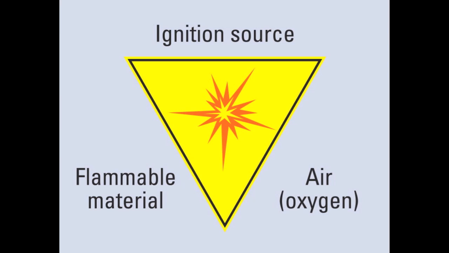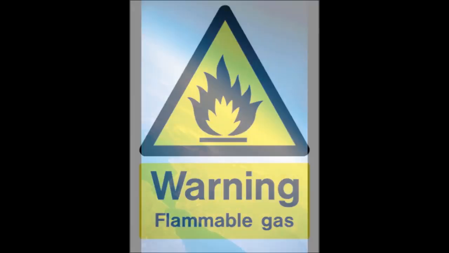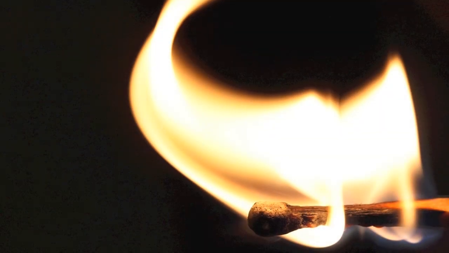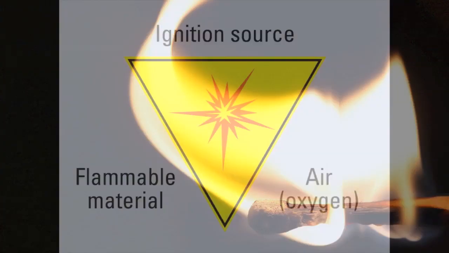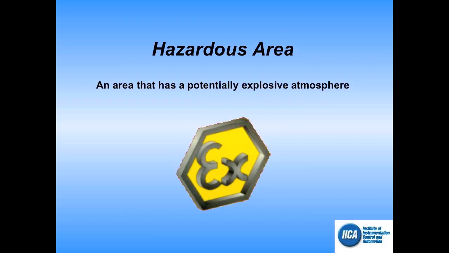For an explosion to occur, we need 3 conditions to be met. Firstly, a fuel source is needed. Secondly, oxygen must be present. And finally, a source of ignition is required. Without any one of these 3 conditions, combustion will not occur. Back to our instrument in a hazardous area.